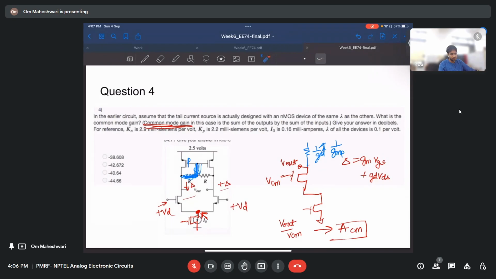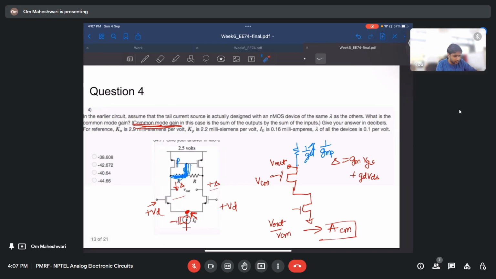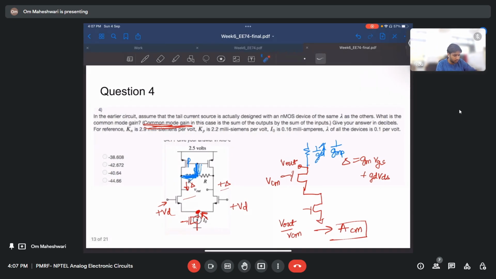It just means that our gate terminal is no longer grounded. It will have some AC voltage that is propagating from its drain. Anyway, please try this, and if you feel you are getting stuck somewhere, you can email me or comment in the video that I will upload.